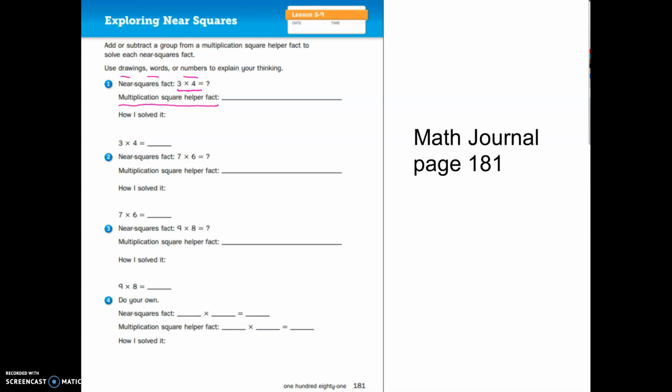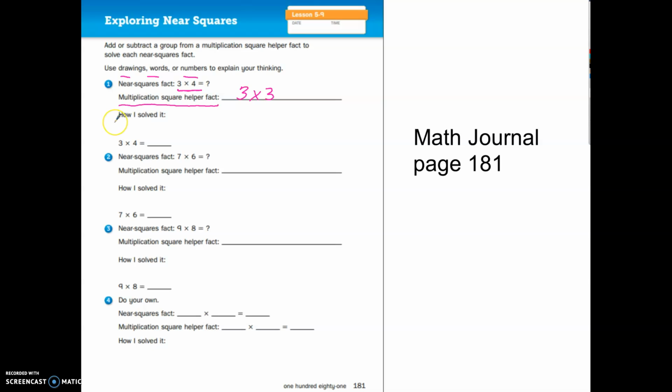Well, go to page 180, put your finger on 3 times 4, and what square numbers are nearby? Well, I've got 3 times 3 or 4 times 4. And when I say which ones are nearby, I mean which ones touch 3 times 4. So I could use 3 times 3 or I could use 4 times 4. Well, I'm choosing to use 3 times 3, and you can use that one too. So that's going to be my helper fact.